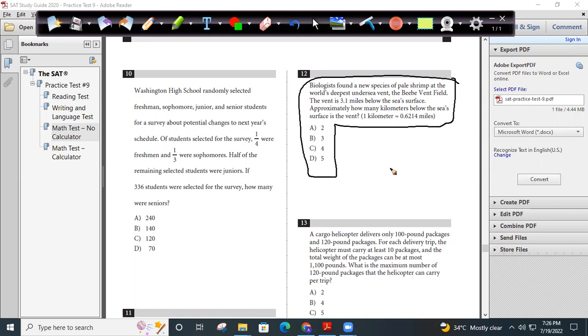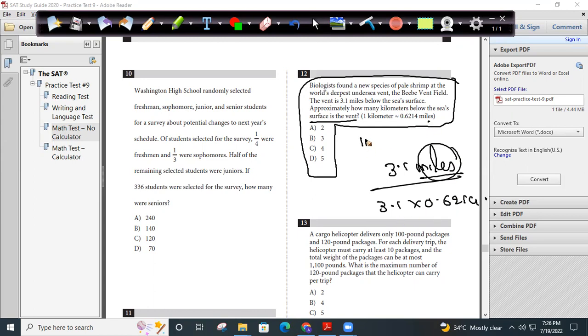What he has given, he says it is 3.1 miles below the sea surface. But what he is asking is, how many kilometers below the sea surface is the vent? He's asking in terms of kilometers. So what simply students will do, they'll multiply 3.1 into 0.214. Is that making any sense here? It is already given in miles. I need to convert the miles into kilometers.